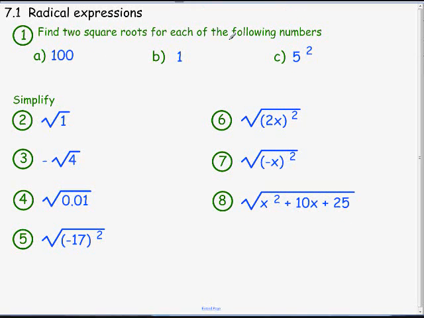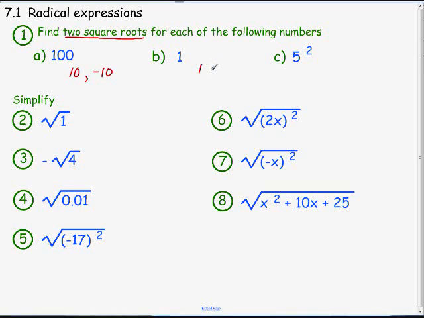Find 2 square roots for each of the following numbers. 2 square roots of 100. 2 square roots. We're going to take the principal square roots, which is 10. And what's the other one? That's right, negative 10. If we were to square this, we'd get 100. If we were to square this, we'd get 100. How about this?